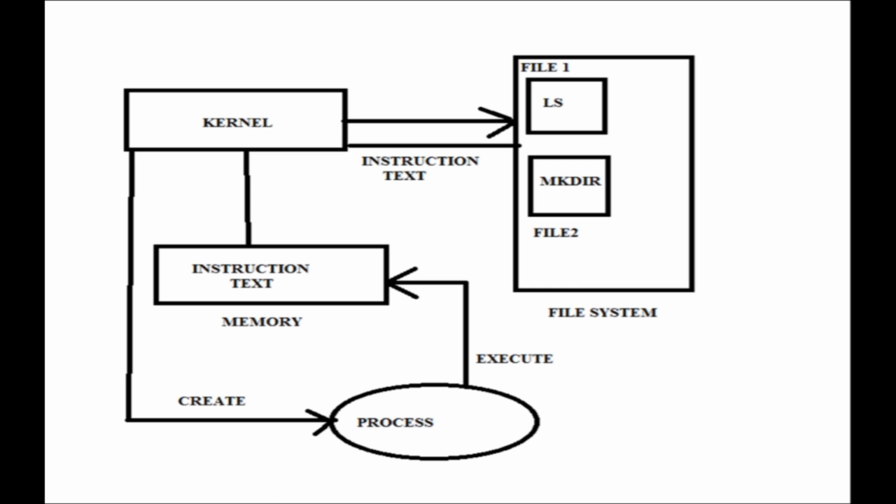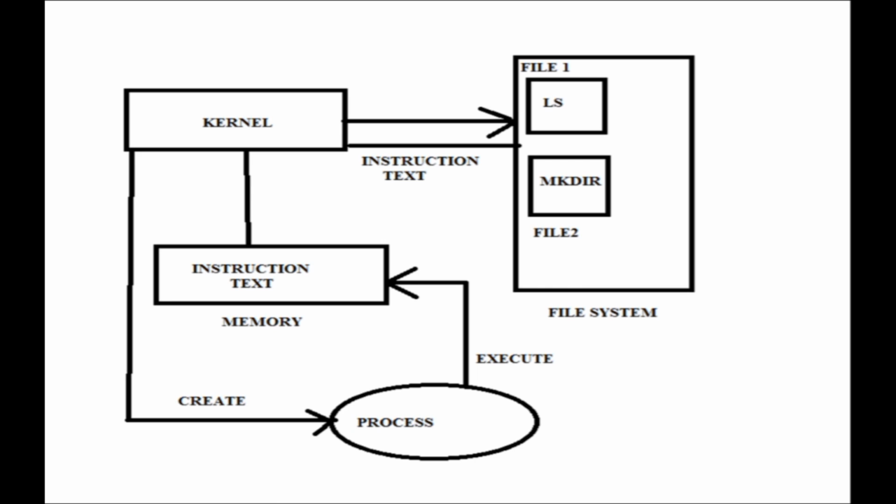Kernel is going to fetch that file of ls from the file system. After that, it is going to extract the instruction text. Instruction text is going to tell about that particular instruction, what you have to do, those details will be there in that instruction text. Kernel is going to fetch that instruction text from the file, and it's going to store the instruction text in the memory, right? After that, kernel is going to create an executable process, right? That executable process is going to take that instruction text that is stored in the memory, and it is going to execute your command. Getting guys?